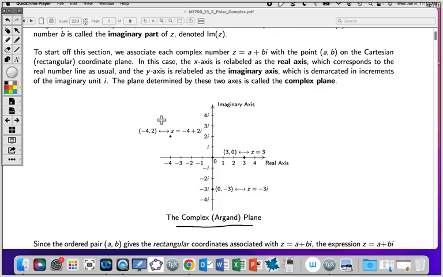So for example, if I look at the complex number -4 plus 2i, I'm going to identify the real part, -4, as the x-coordinate, and the imaginary part, 2, as the y-coordinate. So we identify -4 plus 2i with a point in the plane, (-4, 2).